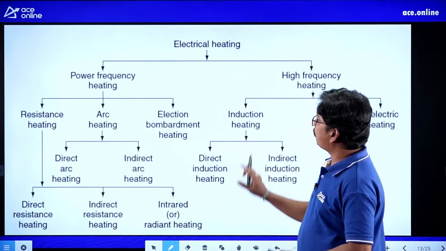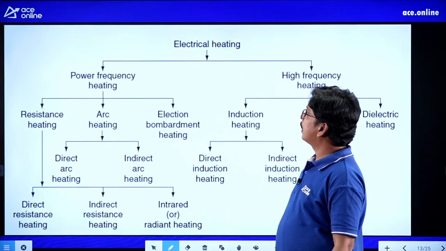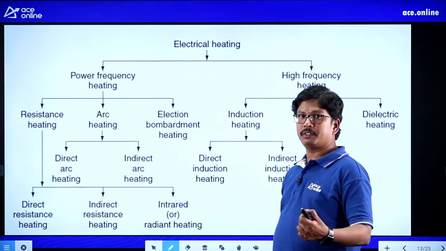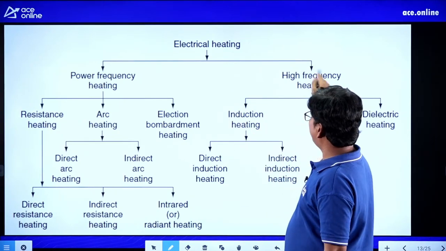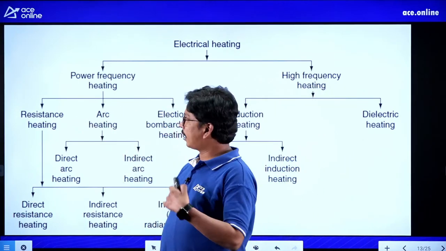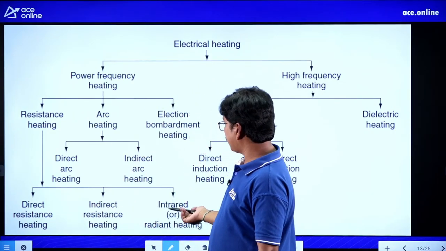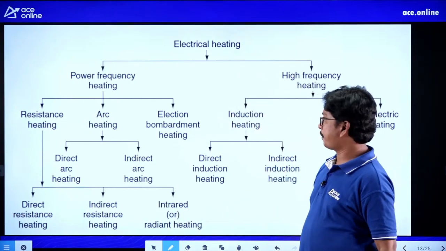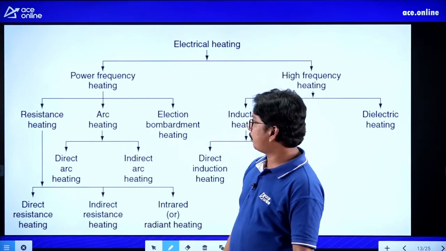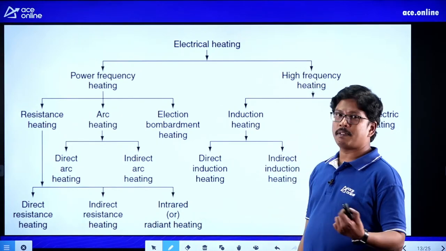Before that, I'm going to give you the classification of this heating. Electrical heating is power frequency heating and high frequency heating, right? Under power frequency, it is the 50 hertz frequency, and at very high frequencies we do the other. In power frequency, we have resistance heating: direct resistance heating, indirect resistance heating, and infrared or radiant heating. In arc heating, direct arc heating and indirect arc heating are the methods. And electron bombardment heating is also one of the methods of power frequency.